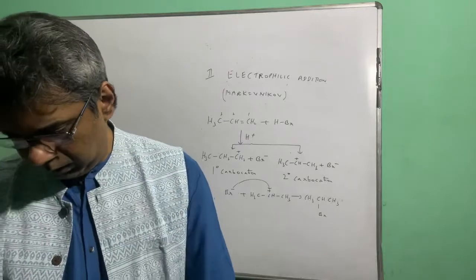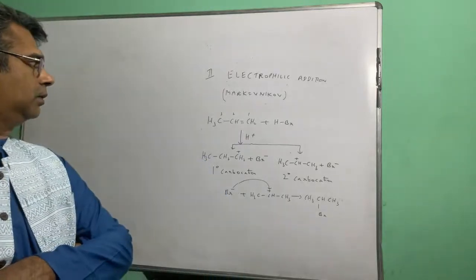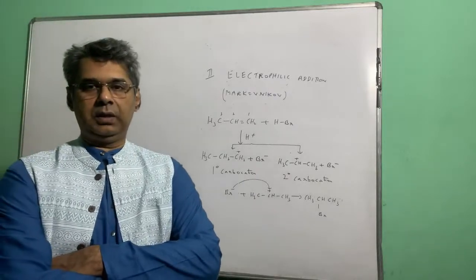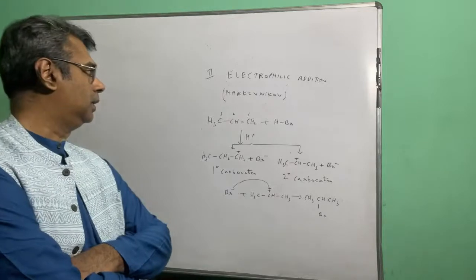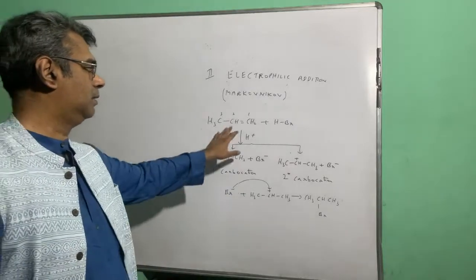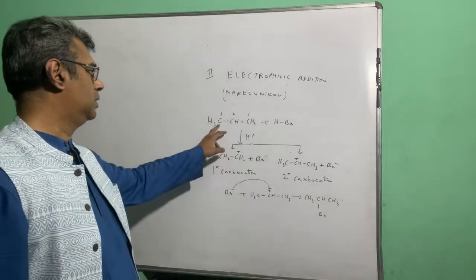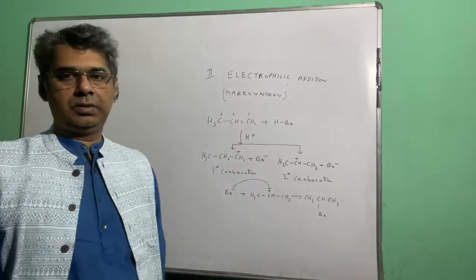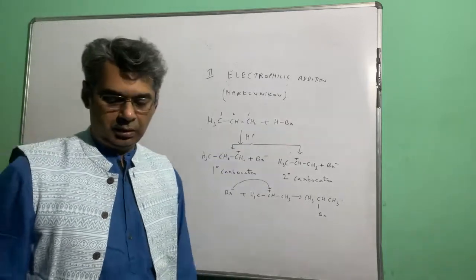Okay, now that brings us to the second mechanism of today, that is electrophilic addition, but famously known as Markovnikov. Now in this one, what happens is that there will be one unsymmetrical alkene. So CH3CH double bond CH2, as you can see, is an unsymmetrical alkene plus HBr.